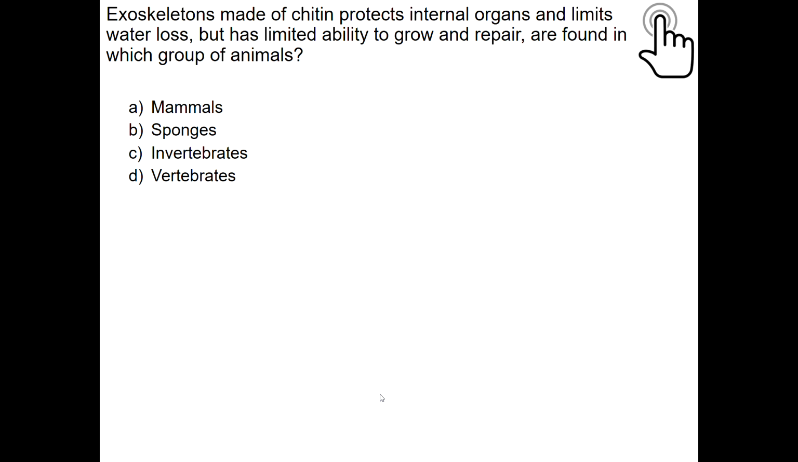Okay, one more question for today. Exoskeletons made of chitin protect internal organs and limit water loss, but have limited ability to grow and repair. Exoskeletons are found in which of the following groups of animals? A, mammals, B, sponges, C, invertebrates, or D, vertebrates. Again, pause the video and answer the last question below.